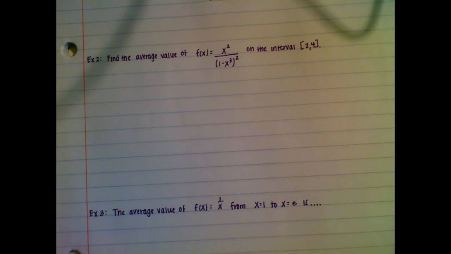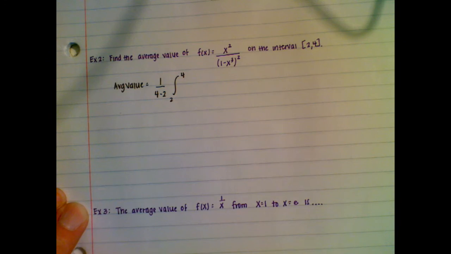The next example is going to require a little bit more work, so we're actually going to need to do a little bit of substitution in this one. So I'm going to set up my average value, and I'm looking from 2 to 4, so 1 over 4 minus 2 times the integral from 2 to 4 of my function, so x squared over 1 minus x to the third squared dx.